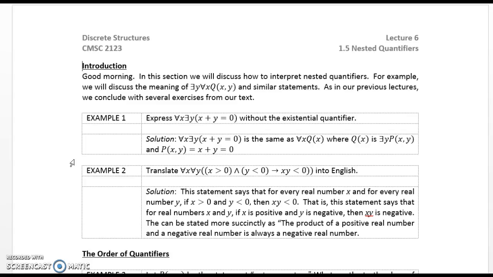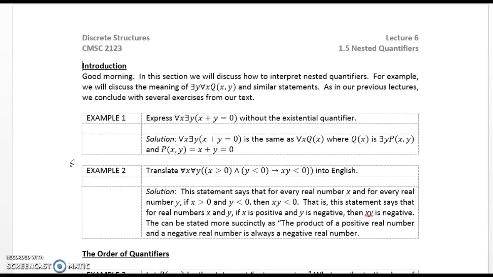Example 2. Translate "for all x, for all y, x greater than 0 and y less than 0 implies xy less than 0" into English. Solution. This statement says that for every real number x and for every real number y, if x is greater than 0 and y is less than 0, then the product xy is less than 0.